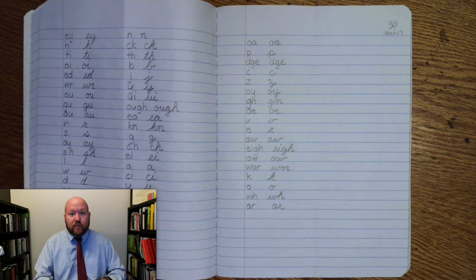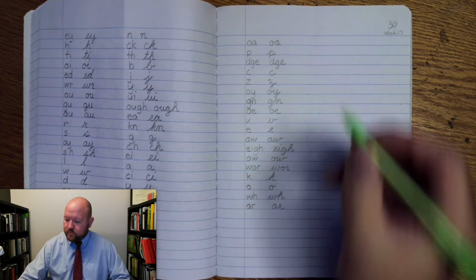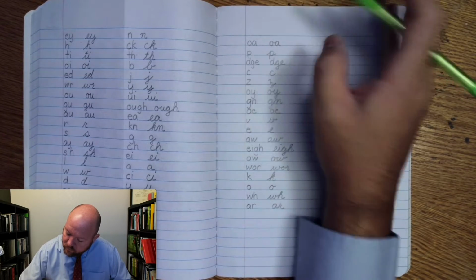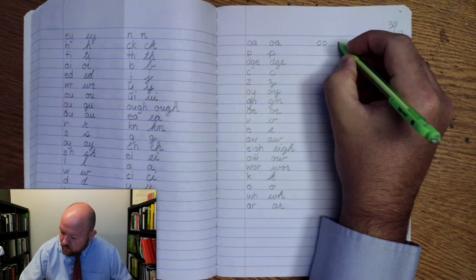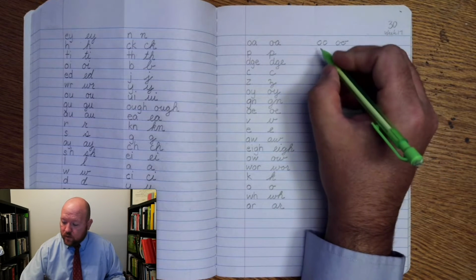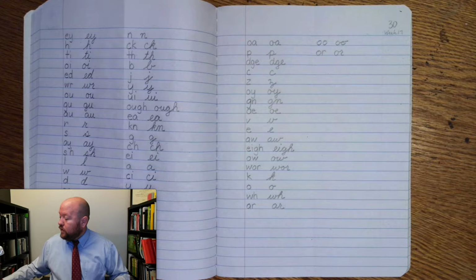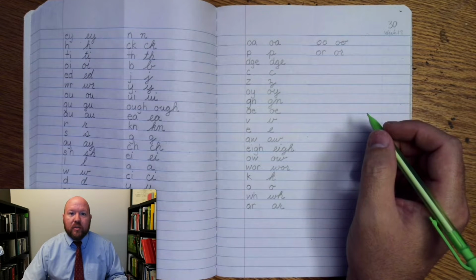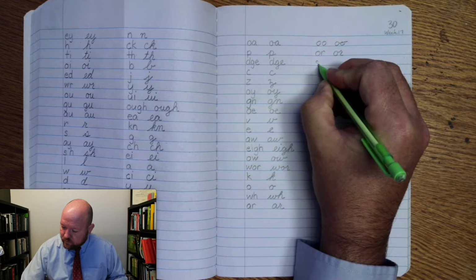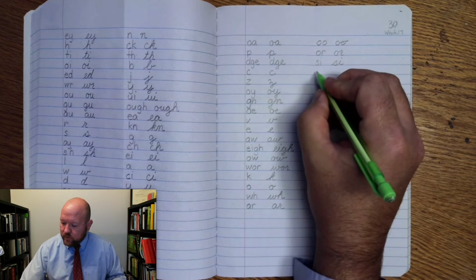I'll write them twice. I'll write it first in manuscript for first and second grade, and then in cursive for third through fifth. All right, here we go. The first one is ooh. Next one, or. Next one, z. Next one is sh. Z. Next one is e, i, i.